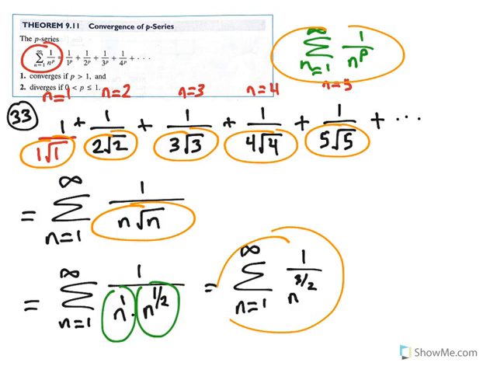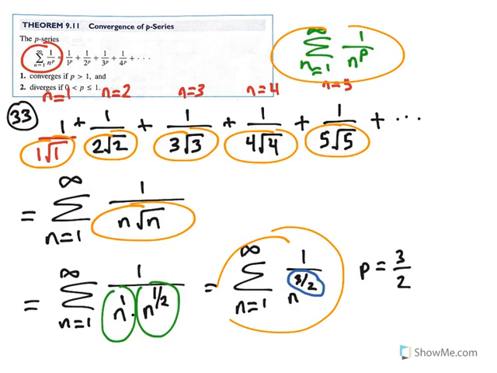So now that we've identified that we have a P series, the next task for us is to determine the value of P. So the value of P is equal to 3 over 2.